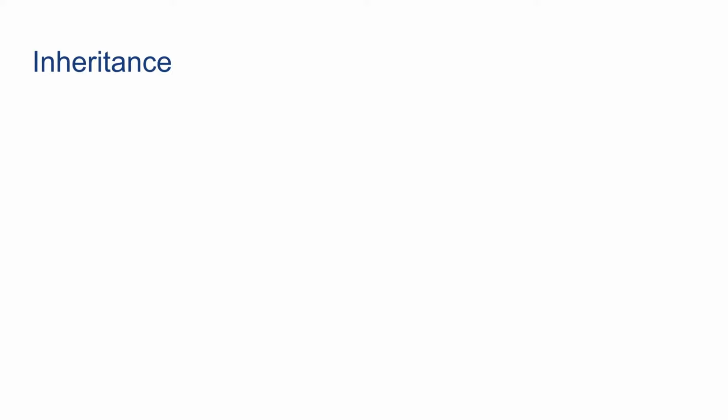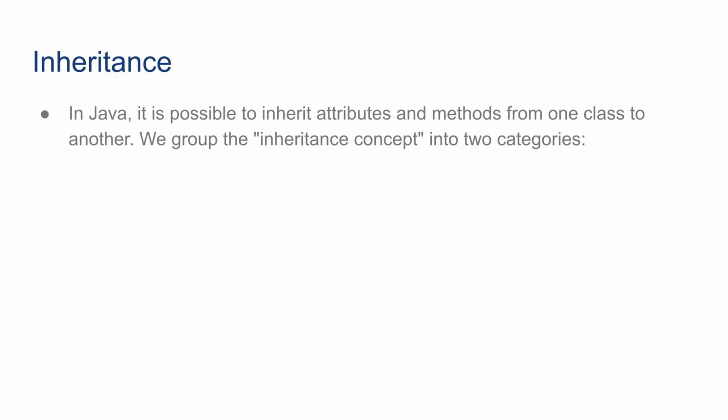All right, so we're going to talk about inheritance today. So let's see some definitions. In Java, it is possible to inherit attributes and methods from one class to another. We can group the inheritance concept into two categories.